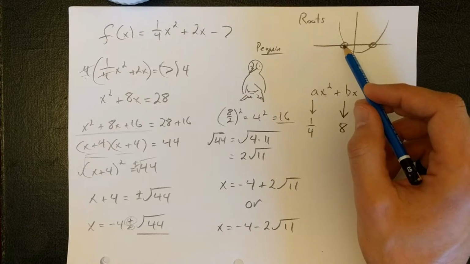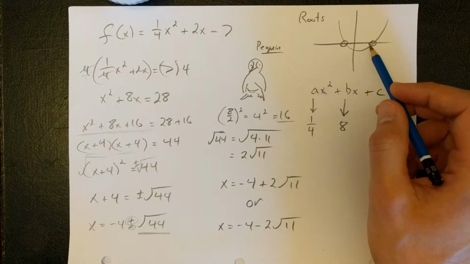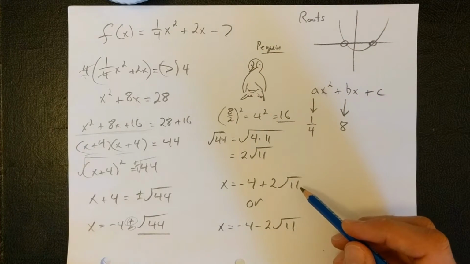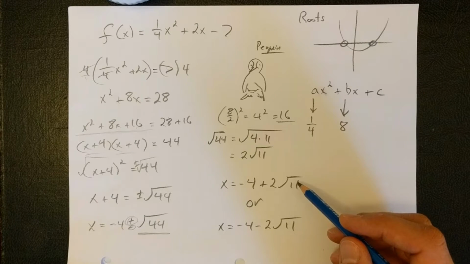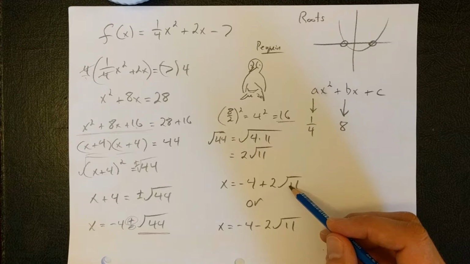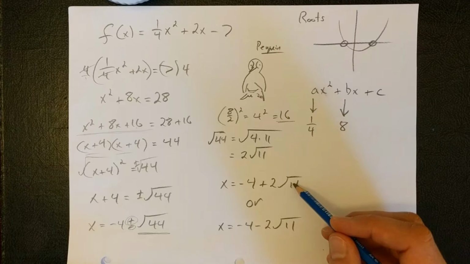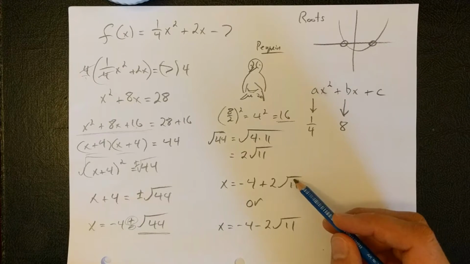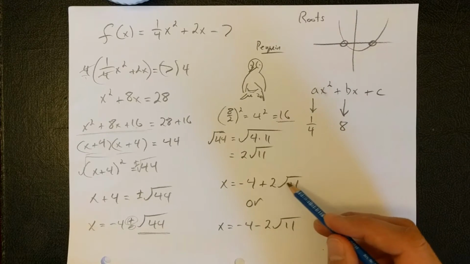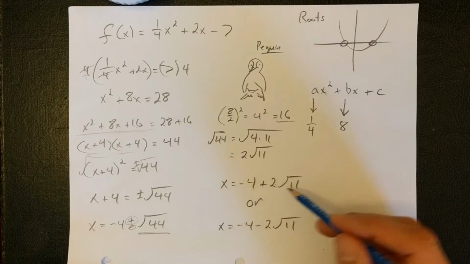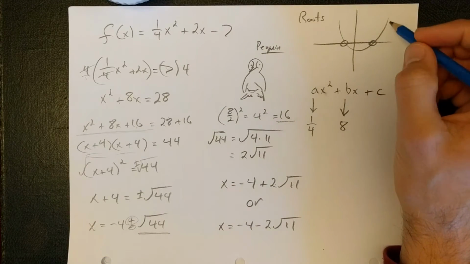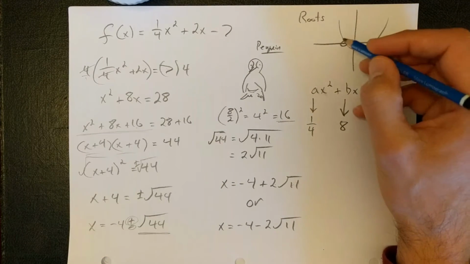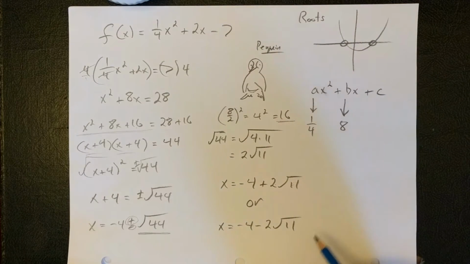We don't know exactly where they are. I mean, you might figure out in your head, well, the square root of 9 is 3, and this is a little bit more than that, so this is somewhere between 3 and 4. So let's just say it's 3. 2 times 3 is 6. Negative 4 plus 6 is negative 2. So this one might be somewhere around here.